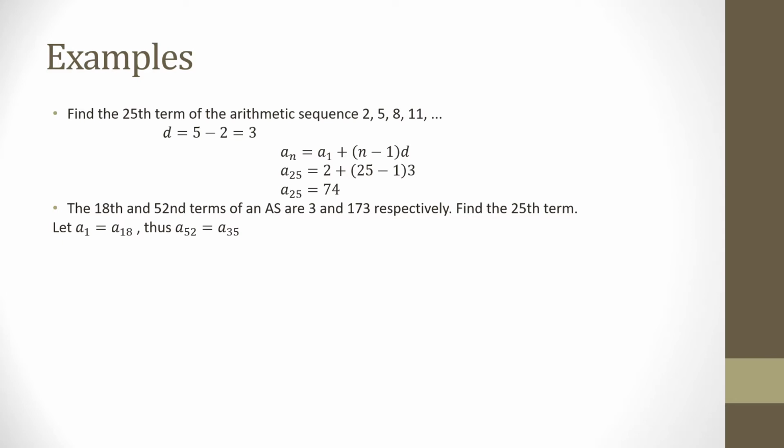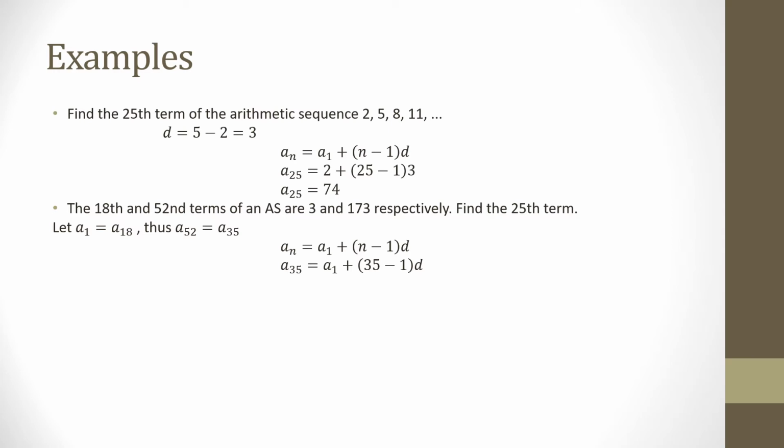And then, using the formula for finding the nth term of an arithmetic sequence, you can find the common difference. A sub n is equal to a sub 1 plus (n minus 1) times d. Okay? So, a sub n natin is a sub 35. Ang a sub 1 natin is 3. Ang n natin is 35, and then d is what you're looking for.